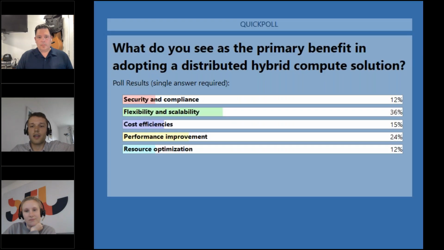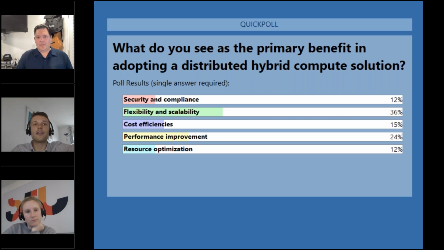Perfect. So yeah, you should now see the results on the screen pop up. So as you can see here, it's flexibility and scalability with 36%, and then performance improvement at 24% as the 2 primary triggers. So yeah, right to the Adrian. I don't know if either you particularly want to jump in there first and start commenting on this. But yes, those are the two leading options.